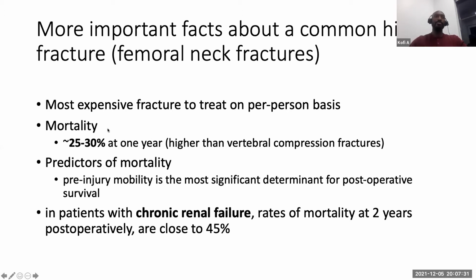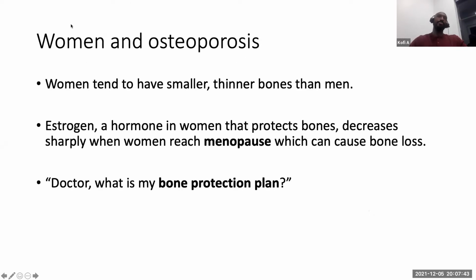We talked about the mortality and how people who are healthier before they break their bones have a better outcome. People who have kidney disease do much worse. So it's important to be healthy in general. But moving back to the main topic at hand.